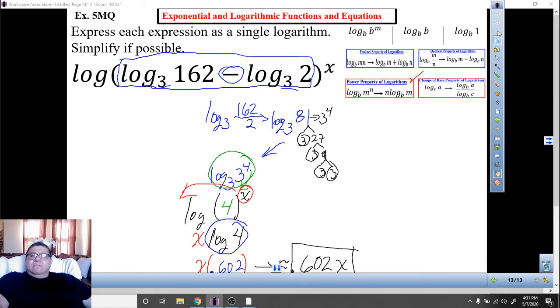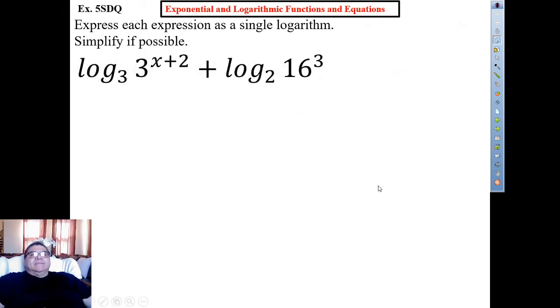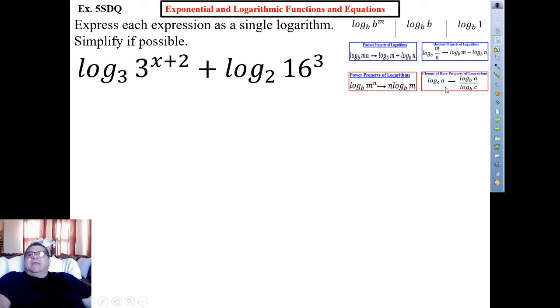Let's crank it up a notch, yeah? Example 5 super duper Q. Let's go. And it reads, same instructions. We have log base 3 and given number 3 to the exponent of x plus 2, plus log base 2, given number 16 to the third power. Alright. Once again, I'm going to have my index card handy over here with all the properties and definitions.